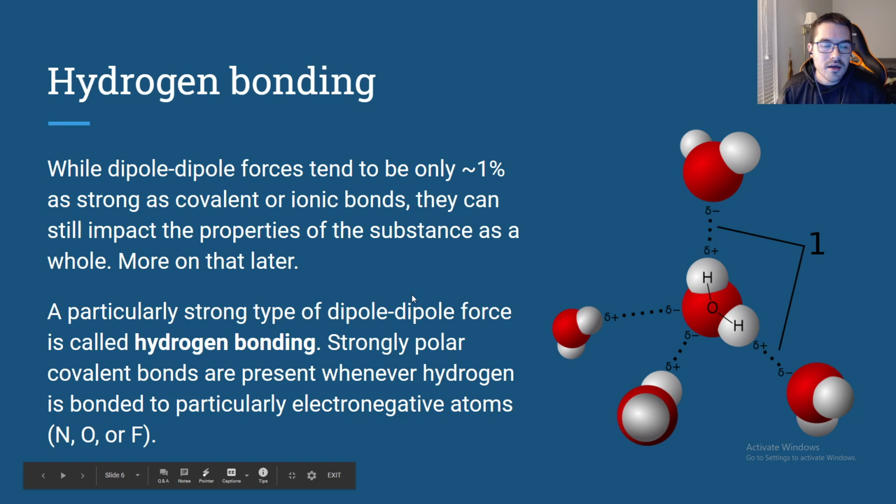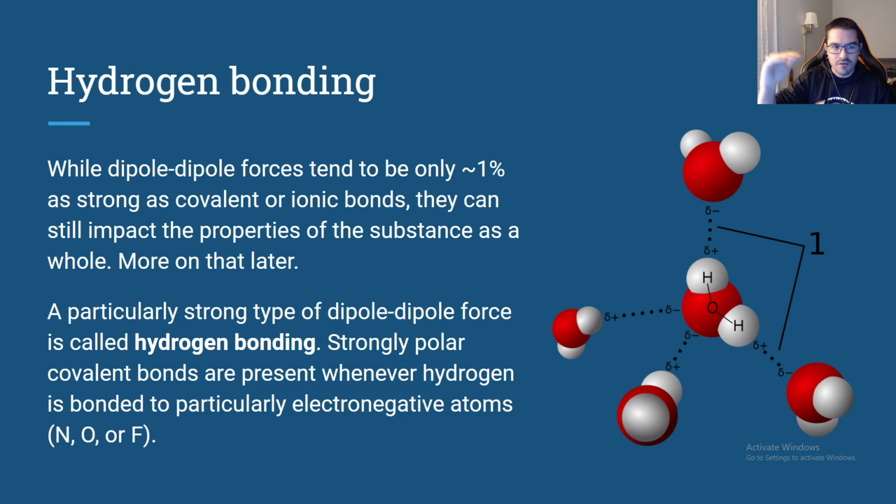A big important dipole-dipole force, okay, so this is kind of a subset of dipole-dipole forces, are called hydrogen bonds, okay? So most dipole-dipole forces tend to be only about 1% of the strength of ionic or covalent bonds.